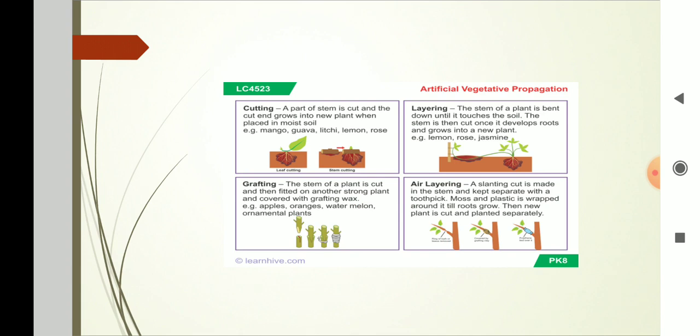Grafting: the stem of the plant is cut and then fitted onto another strong plant and covered with grafting wax. Grafting is done in plants like grapes, apples, oranges, watermelon, ornamental plants, etc. Layering: a slanting cut is made in the stem and kept open with a toothpick. Moss and plastic are wrapped around it until roots grow. Then the new plant is cut and planted separately.